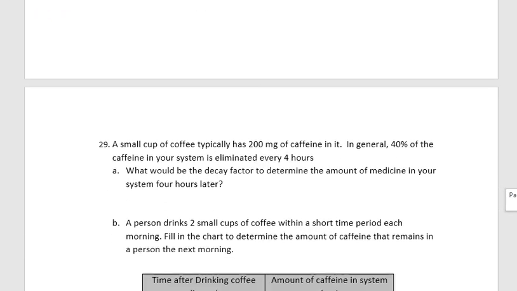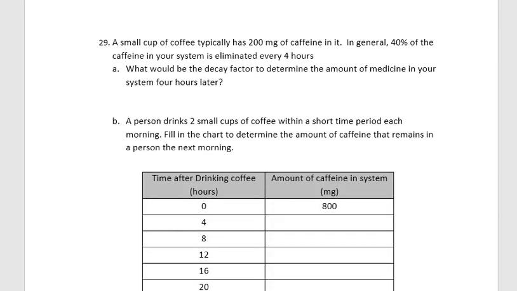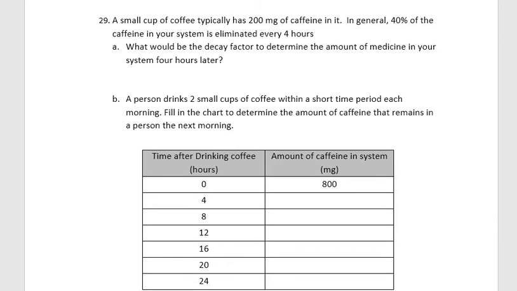Alright, next question we're looking at is 29. Oh, it looks like there's quite a few pieces to this. I'll scroll down a little bit more. Okay. 29. A small cup of coffee typically has 200 milligrams of caffeine in it. In general, 40% of the caffeine in your system is eliminated every 4 hours. So what that means, after 4 hours, we've lost 40% of the caffeine. What would be the decay factor to determine the amount of medicine still in your system 4 hours later?